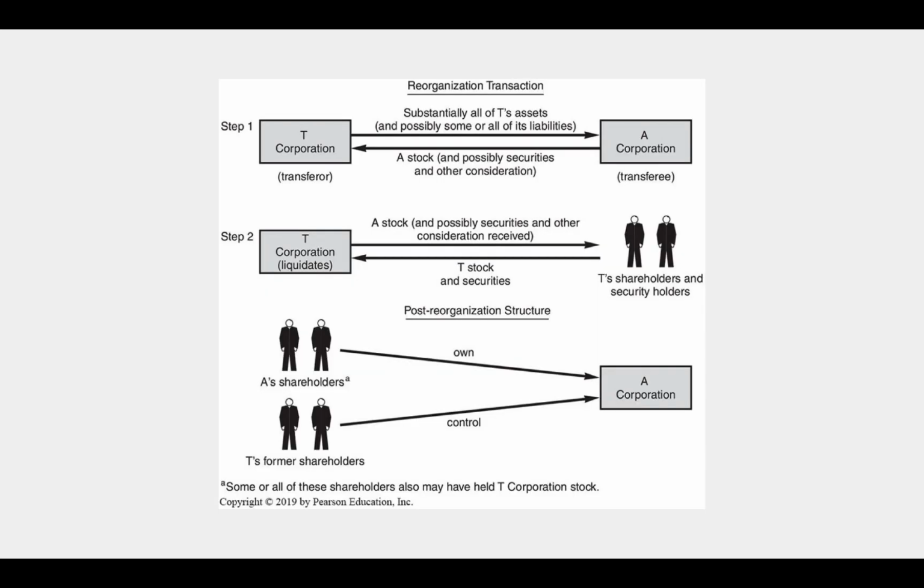So here we have the target and the parent, so the transferor and the transferee. The target transfers substantially all of its assets and maybe some liabilities. And then the parent transfers back its own stock. All right, and then step 2, the target transfers the A stock to its shareholders, and those shareholders transfer the T stock back to T. T liquidates. Post-reorganization structure, we have A corporation. It's owned by A shareholders and T's former shareholders. To qualify as a D reorganization, T's former shareholders must own 50% of A.